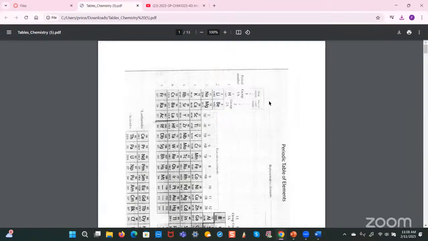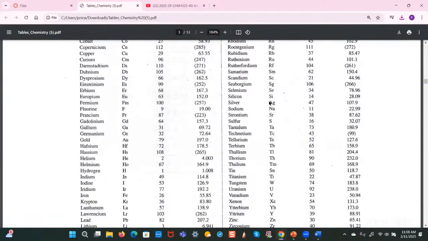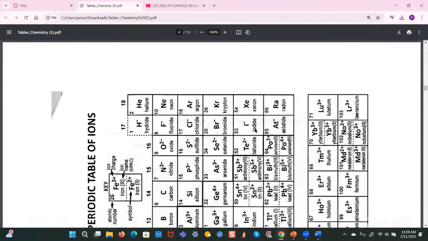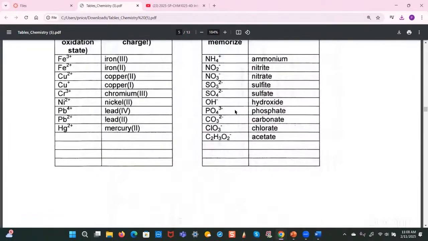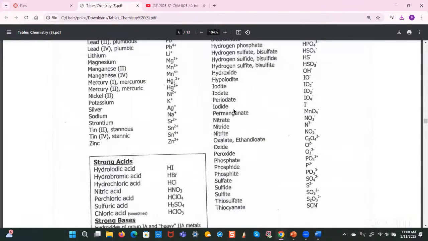Okay, so this is one of them, which gives a list of common ions. This is another one, and then there's a third one. So you can consult these tables in order to answer questions like the one that we're doing now.